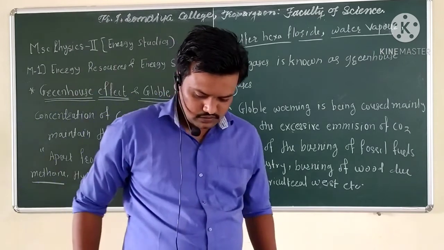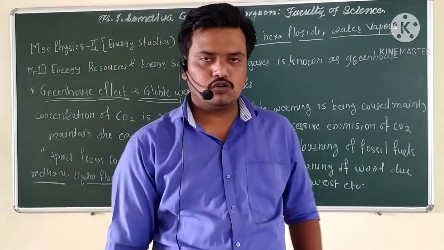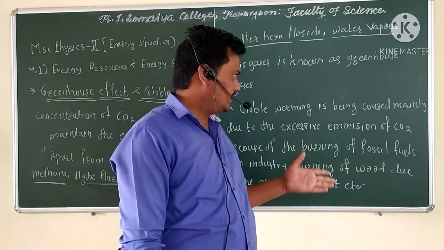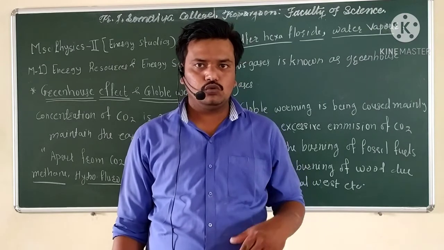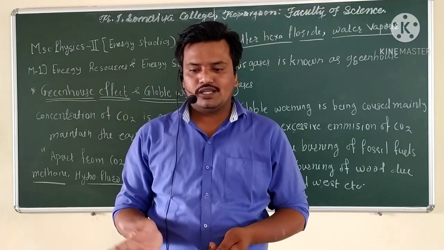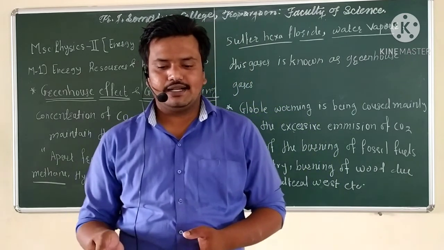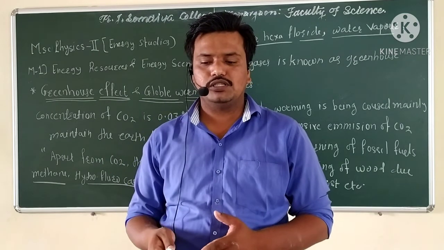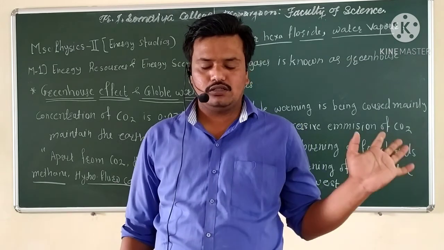So why does global warming increase the heat or temperature of the earth? This global warming is being caused mainly by the excessive emission of CO2 in the industry and the burning of wood and agricultural waste. Okay, and if we see that the average global temperature is increasing at a rate of 0.2% per decade in recent years.